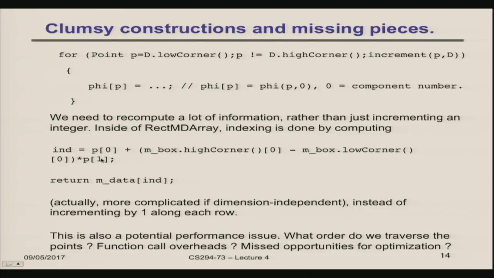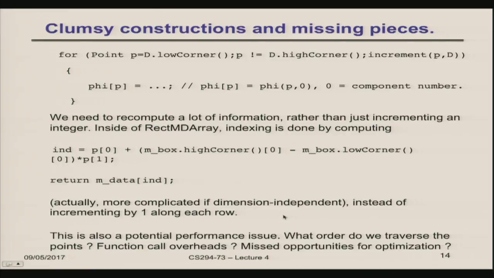So, and then that tells me where in data to get the data. It's actually more complicated than that if you're doing this in a dimension-independent way. But it certainly doesn't look like incrementing by one along each row, and this has consequences. It's certainly more expensive to compute, but it also has consequences in terms of other performance opportunities.